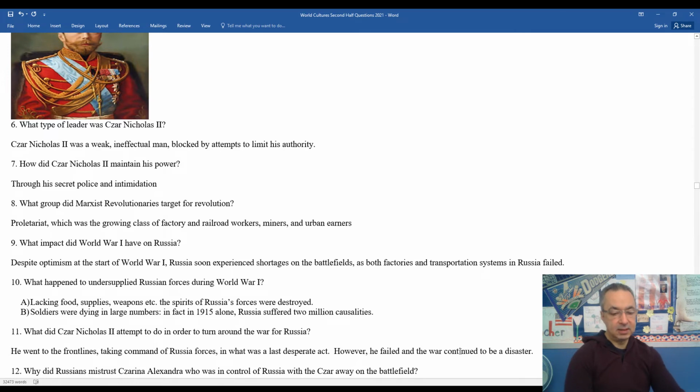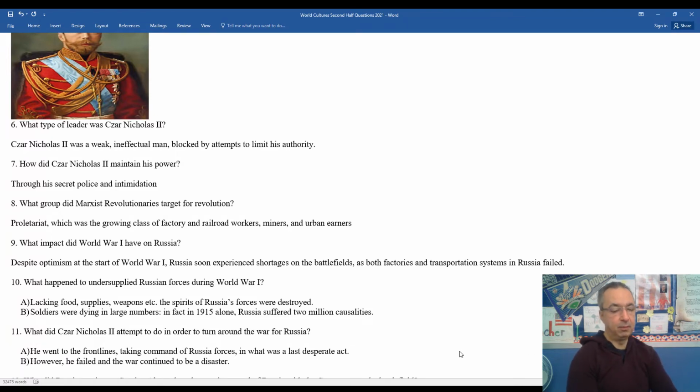What did Tsar Nicholas II attempt to do to turn the war around? And here it just shows the desperation. I don't know if you can imagine, let's say the President of the United States, like Joe Biden, for example, running to the front lines in a war and taking charge of the military and leading the command on the battlefield. In the case of Tsar Nicholas II, he went to the front lines. He was on horseback, trying to lead the military back to victory, trying to give them an emotional push. However, he failed, and the war continued to be a disaster for Russia.